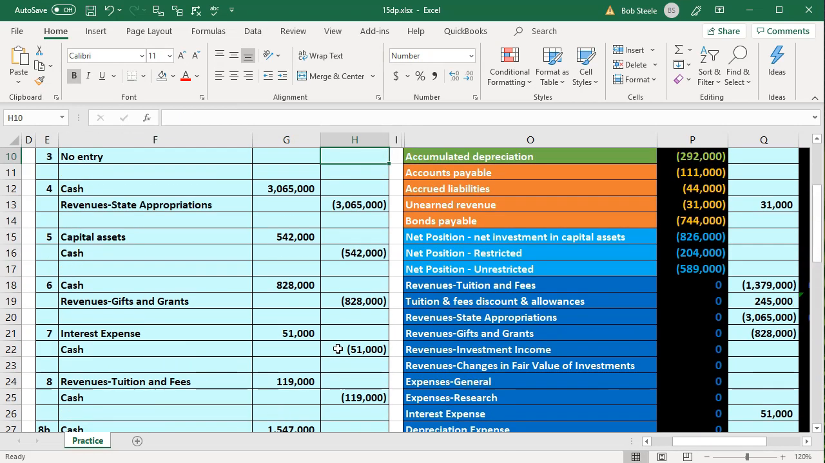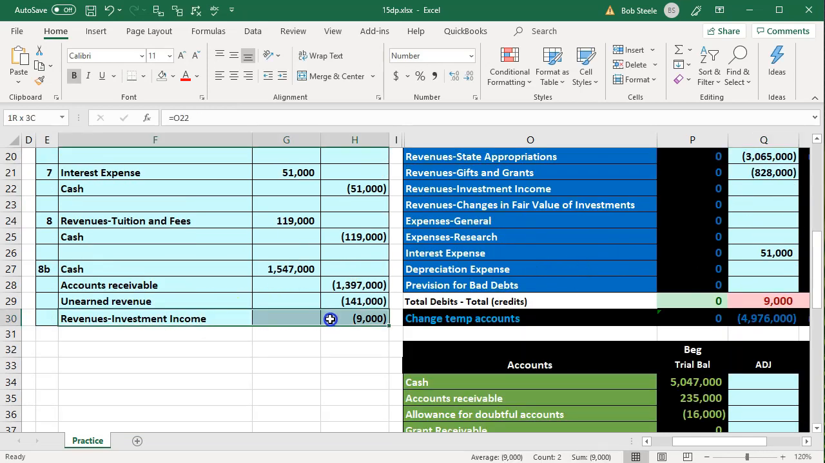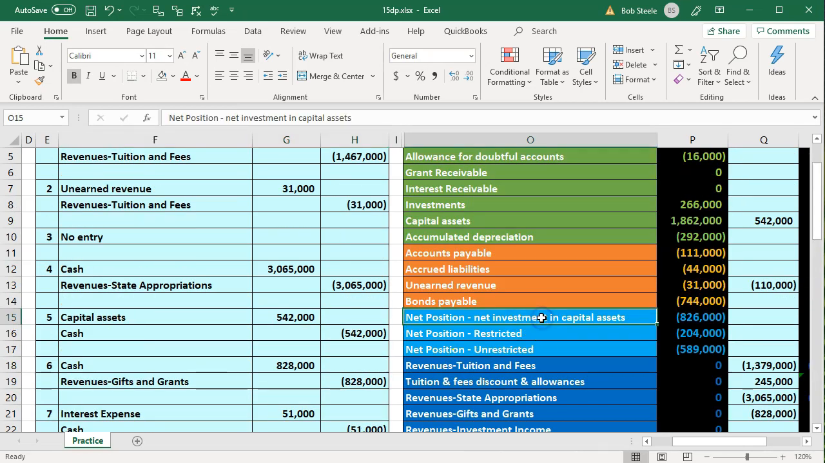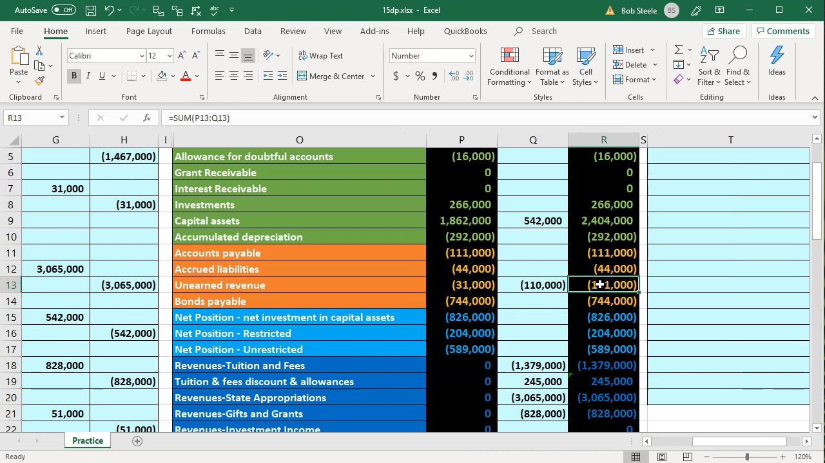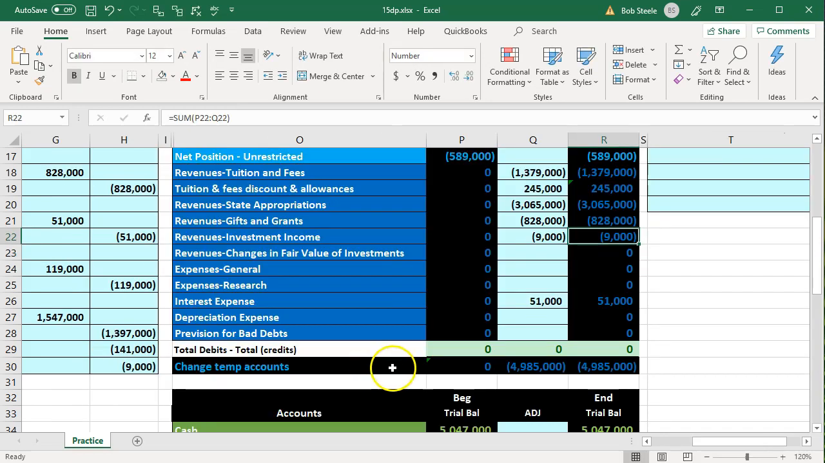So unearned revenues, that's a liability account. That's going to be here in Q13. Something's in it, therefore we're going to go into it by saying F2 plus F2. Scroll back down and pick up the unearned revenue. And by the way, unearned revenue, you can see increases in the credit direction because it's a liability account. And then we've got the revenue investment income, which is going to be in cell Q22, where we will say equals, point to that credit of 9,000 and enter, increasing it in the credit direction.